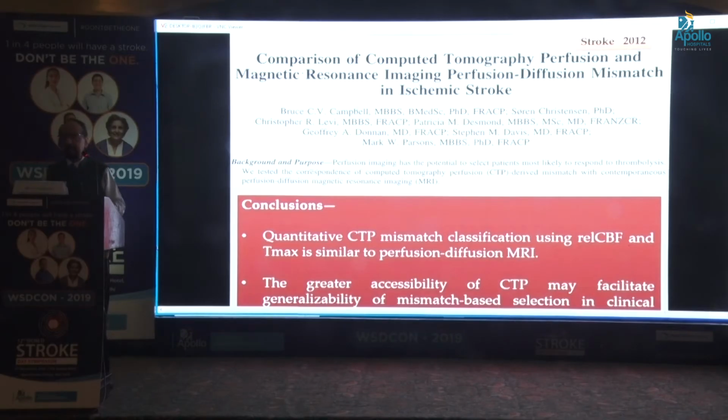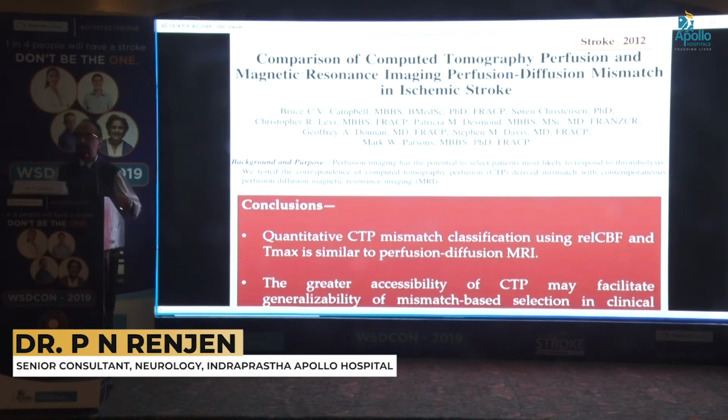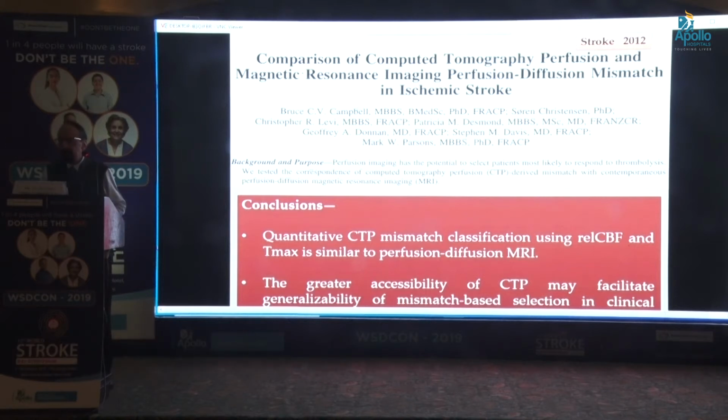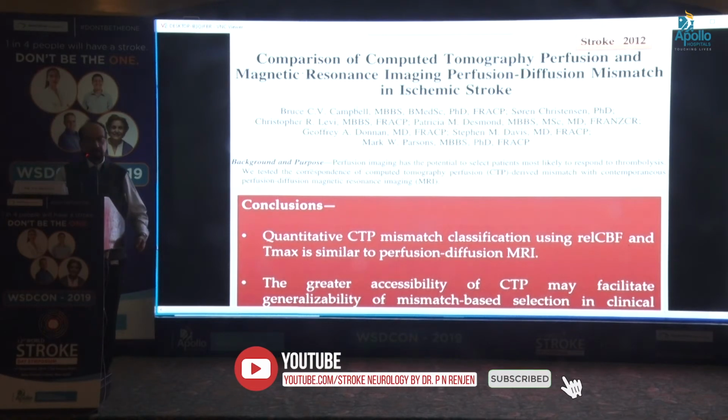Now we all talk about, is CT perfusion better or is the MR mismatch concept better? So I thought it would be interesting if I just showed you the slide. We have both in our hospital. It depends on what I use. If I have less time, and the patient's renal functions are all right, I may do a CT perfusion. If I have a little more time, I do an MRI perfusion.